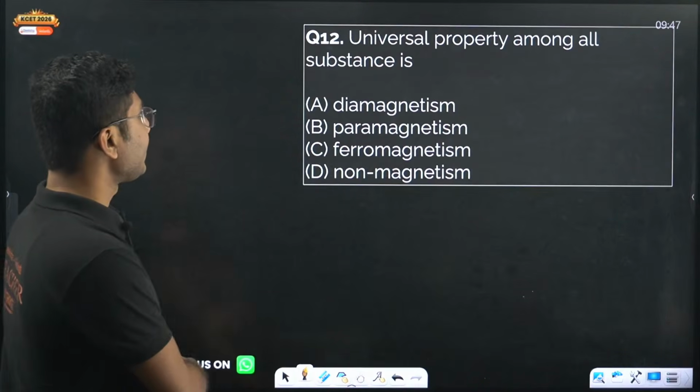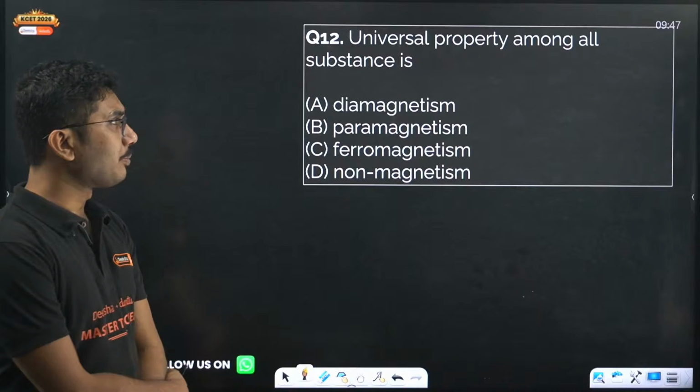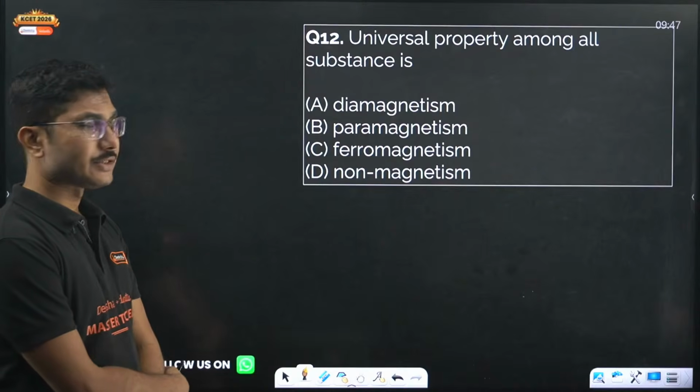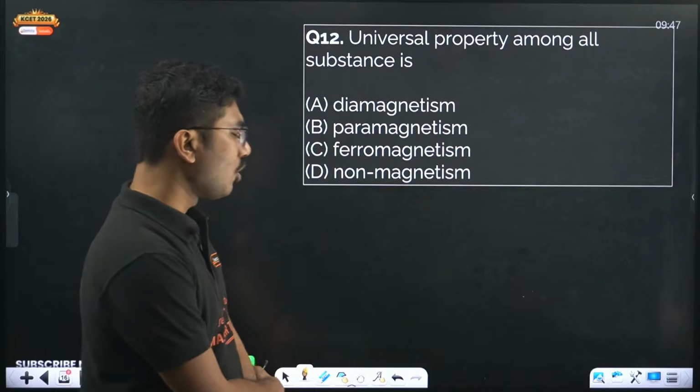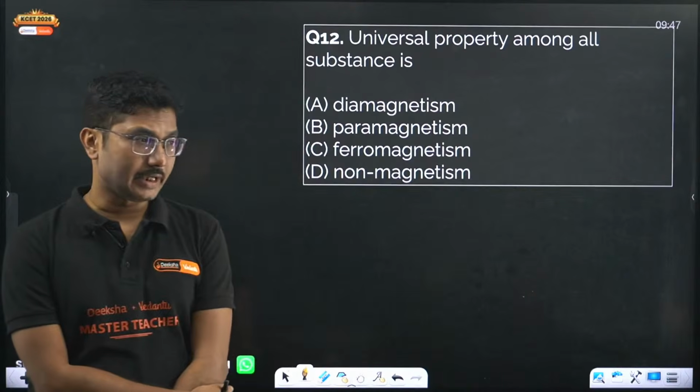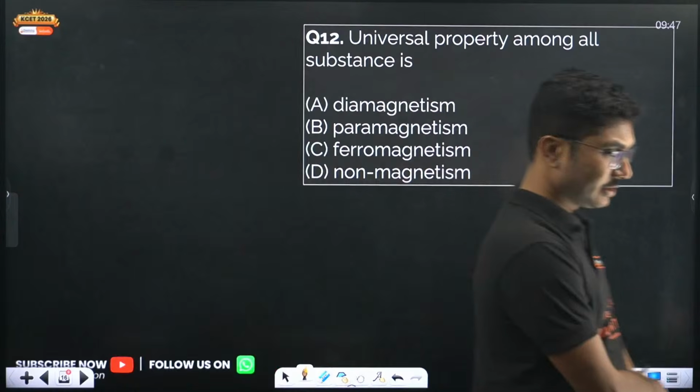Okay, next question. Universal property among all substances. Which of the properties is universal among all substances? All substances have this property. Now let's see who can answer this.